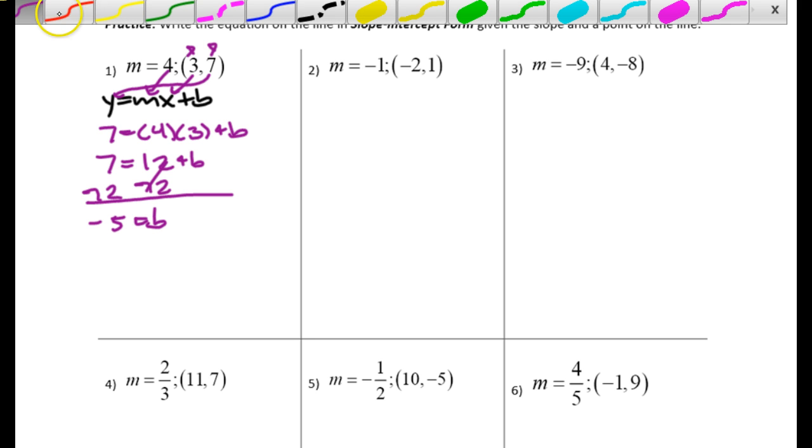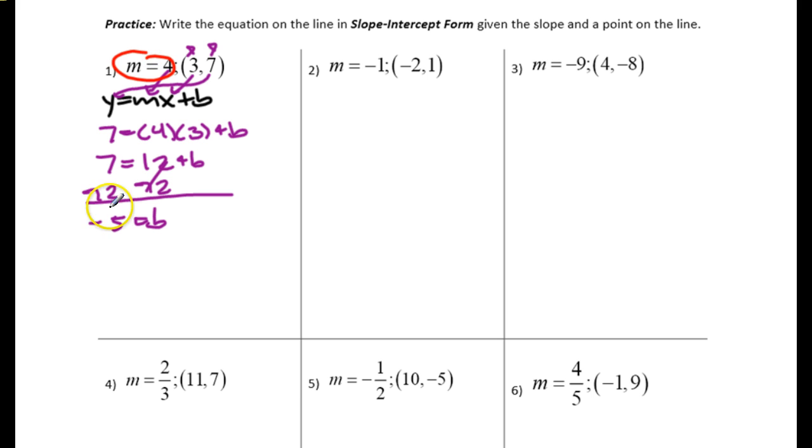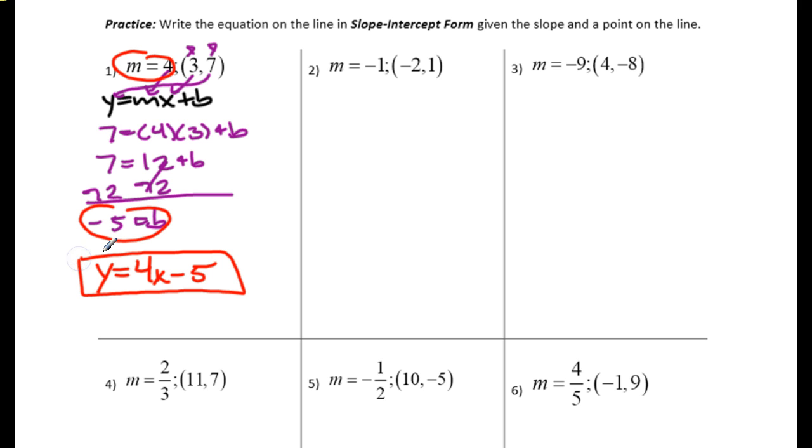Okay. And so now, look what we have. I got my slope and I got my intercept. So now let's put it into slope-intercept form. y equals mx plus b, in this case m is 4, and the b is -5. There's my answer. Just like that.